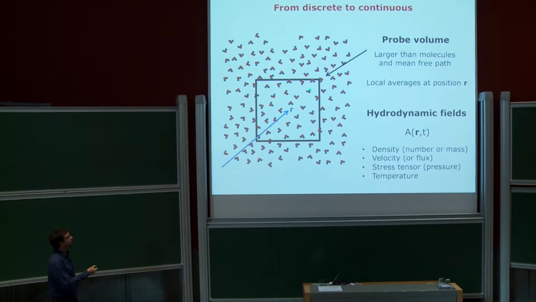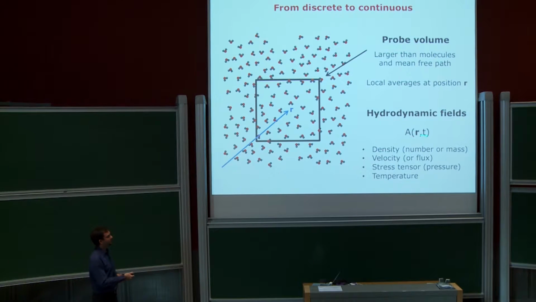So you will have lots of collisions between particles, and the mean free path tells you how far you will travel before you collide with another particle. And this is important because that will allow you to define local averages around that given position R. And there are a number of averages you can make looking at different properties. And generally, they depend on both the position R and the time. And these hydrodynamic fields, as they are called, are very familiar to most of you. That is, first of all, the density, so how many particles you have in this probe volume, so how many particles per unit volume, or the mass density, which is the total mass per unit volume.